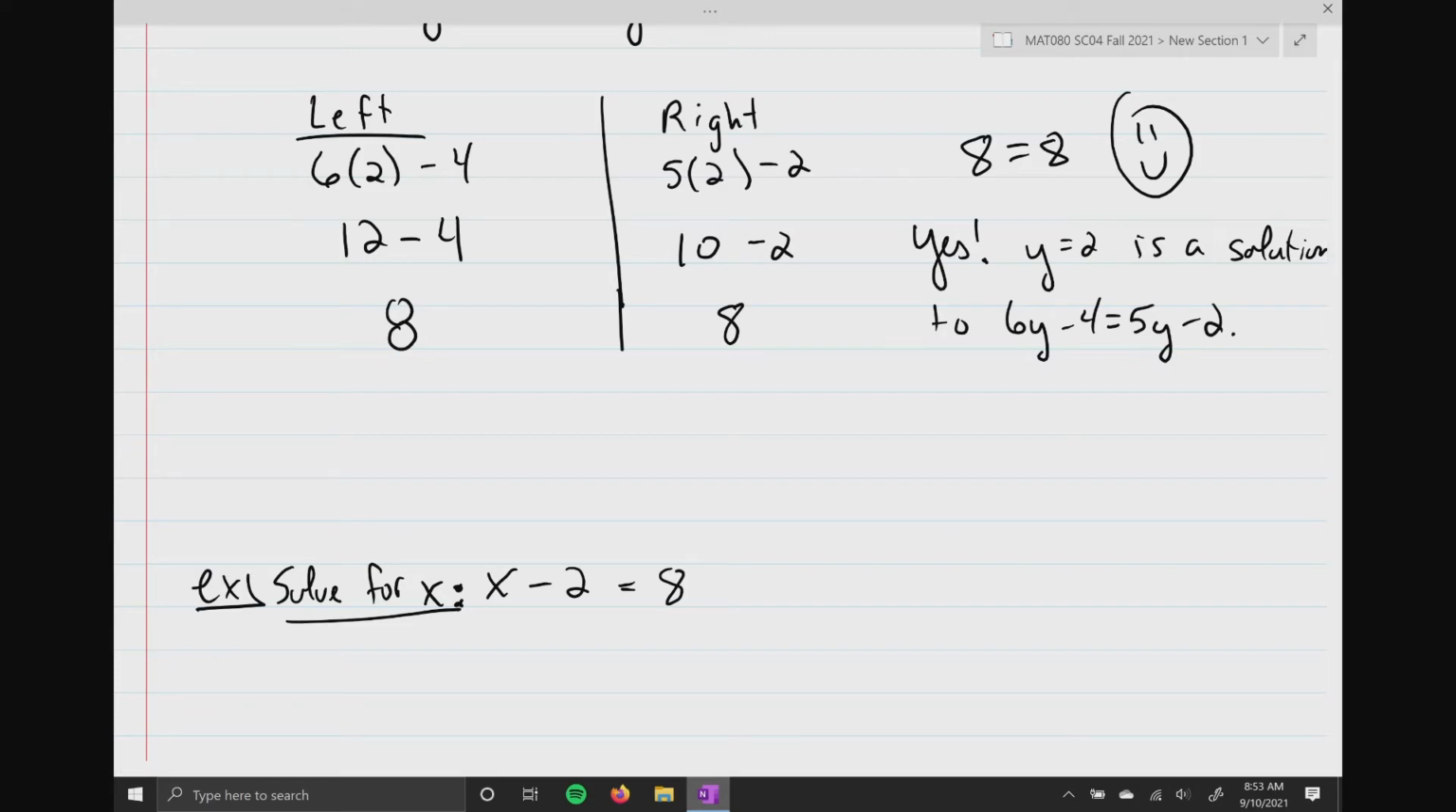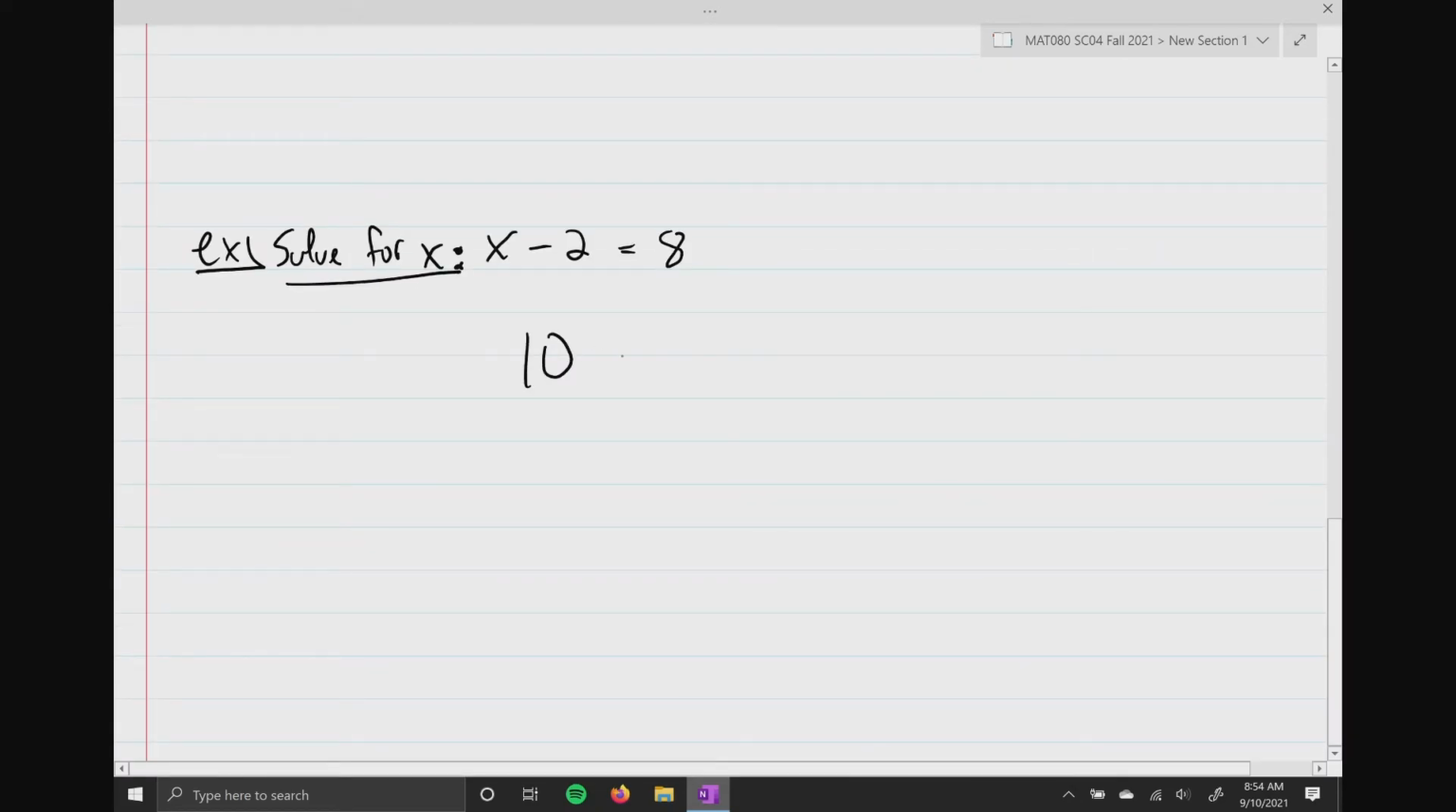X minus 2 equals 8. What does x have to be? By itself. Well, yeah, but I'm asking for the value of x. What do you think it is? Negative. Well, I don't know about that. 10. Yeah, got to be 10. If you think about it, 10 minus 2 equals 8. I mean, you could guess that.